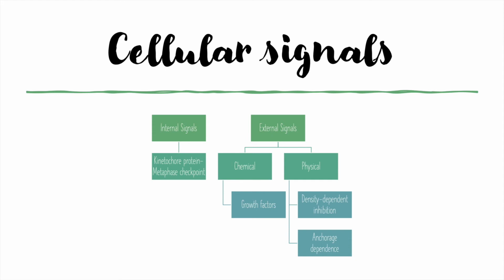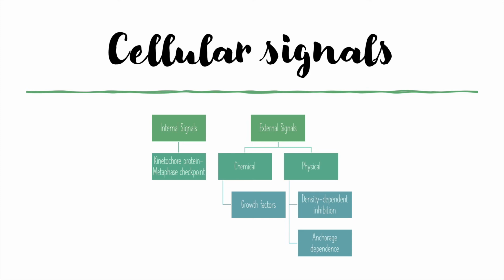External signals include both chemical and physical factors. Chemical factors are critical because they prevent cell division from taking place when essential nutrients are not available. For instance, growth factors regulate when cells should divide, and it is a highly controlled process. There are two types of physical factors: density-dependent inhibition and anchorage dependence.